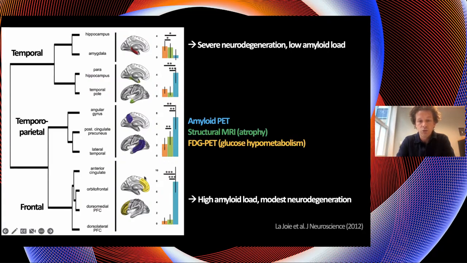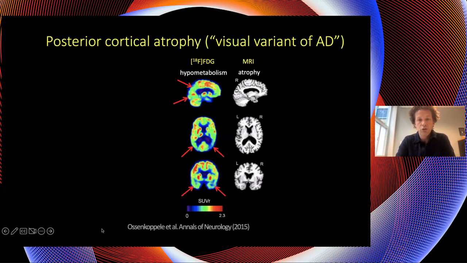And the opposite is actually true in the frontal cortex. So we know for amyloid pathology, one of the earliest regions to change is the prefrontal cortex. So that has a very high amyloid load. You can see it here, but there's modest neurodegeneration going on. So based on this, we were very interested to see whether maybe tau pathology could be the missing link between amyloid pathology and neurodegeneration.